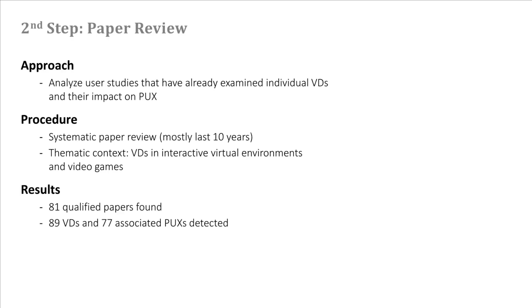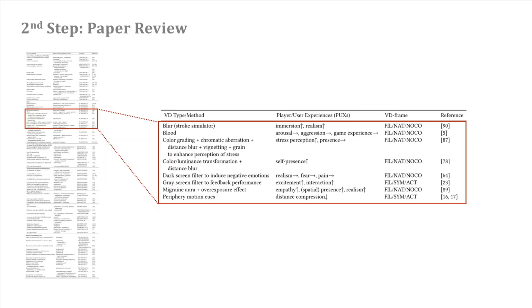Therefore, in a second step, we wanted to investigate findings from previous studies regarding already applied visual delegates and their impact on player-user experiences. For this purpose, we conducted a systematic paper review focusing on interactive virtual environments and video games. We found 81 papers that met our requirements, in which we detected 89 visual delegates and 77 associated player-user experiences. Here's an excerpt of the results.